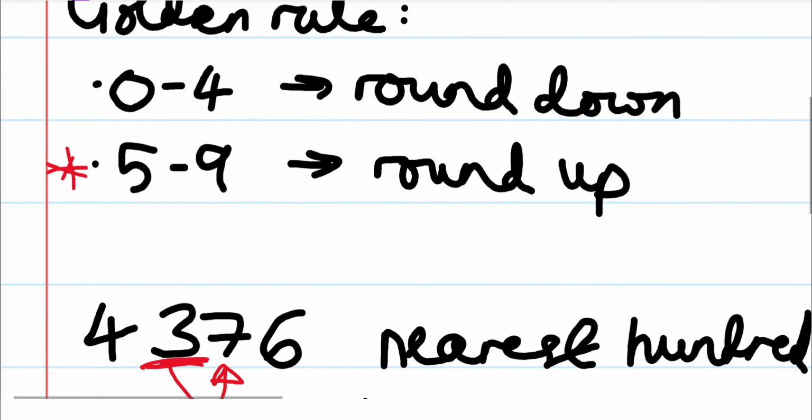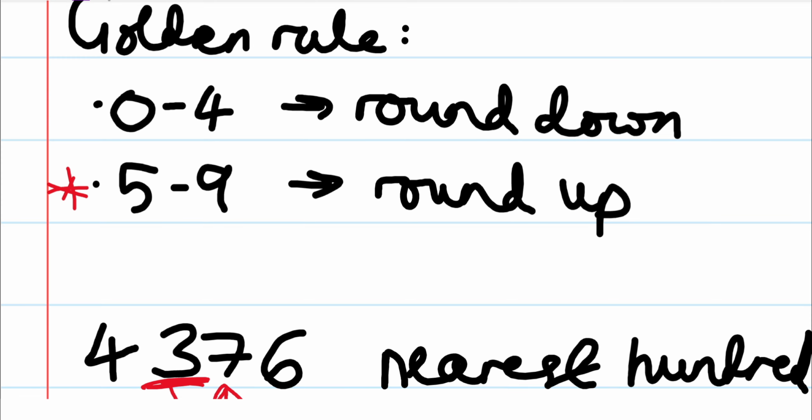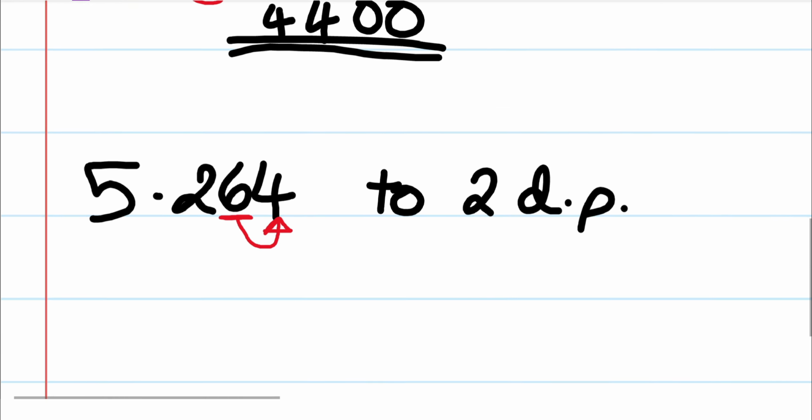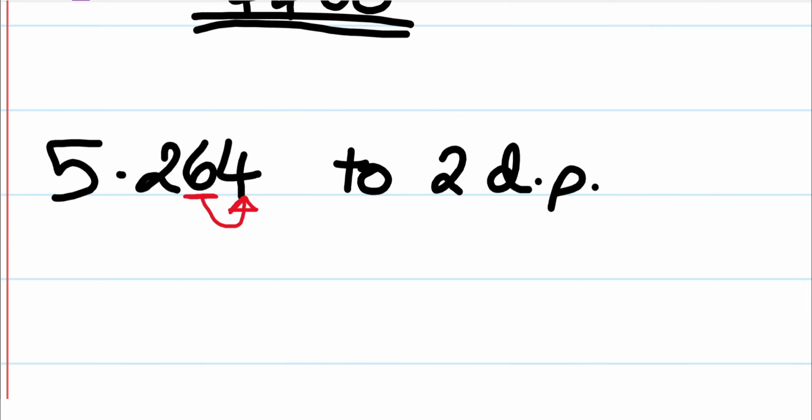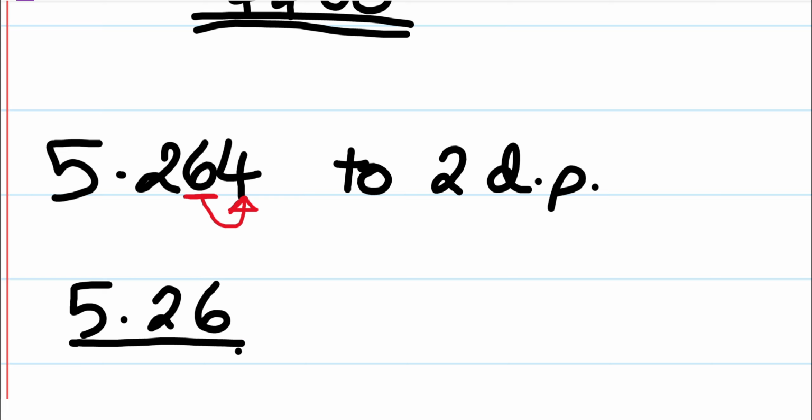Now let's go back to our golden rule, and remember, if the number is between 0 and 4 inclusive, we round down or keep the number the same. They're both equivalent. This gives us our final answer of 5.26 to 2 decimal places. And it's as simple as that.